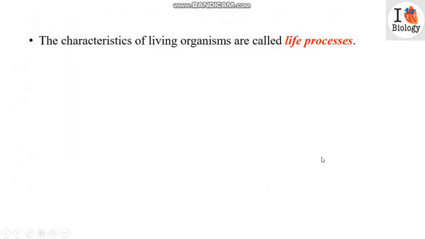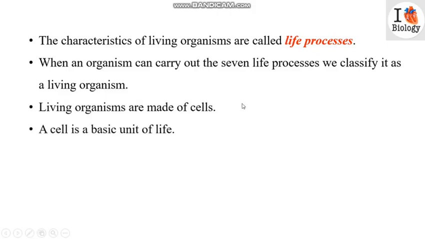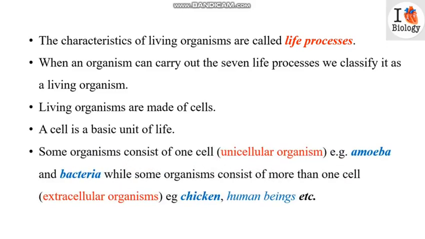So we now look at the characteristics of living organisms, which are called life processes. When an organism can carry out the 7 life processes, we qualify that organism as a living what? Organism. Living organisms are made of cells, and a cell is the basic unit of what? Life. Some organisms consist of one cell.